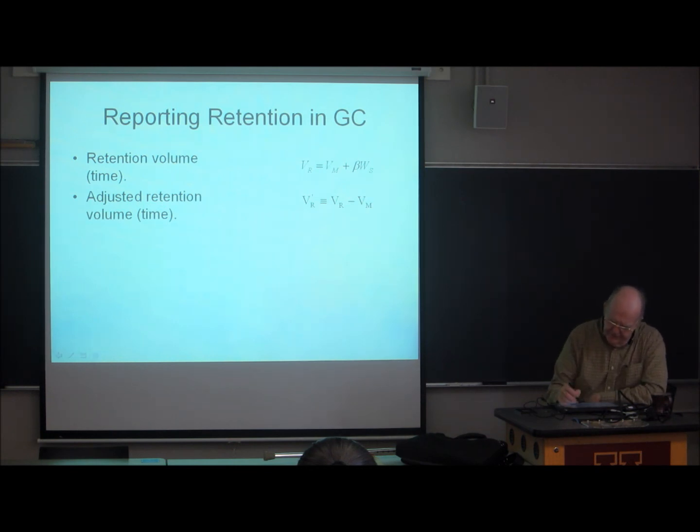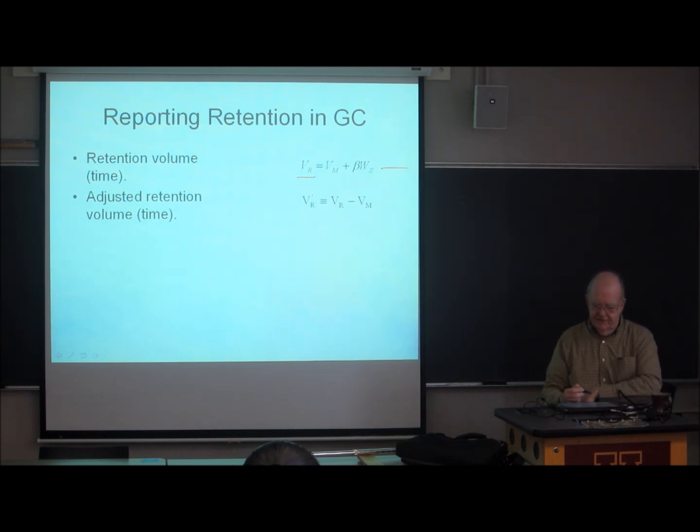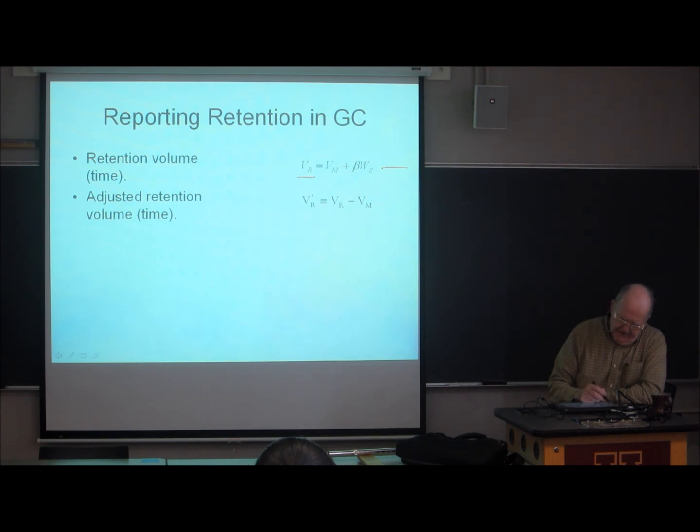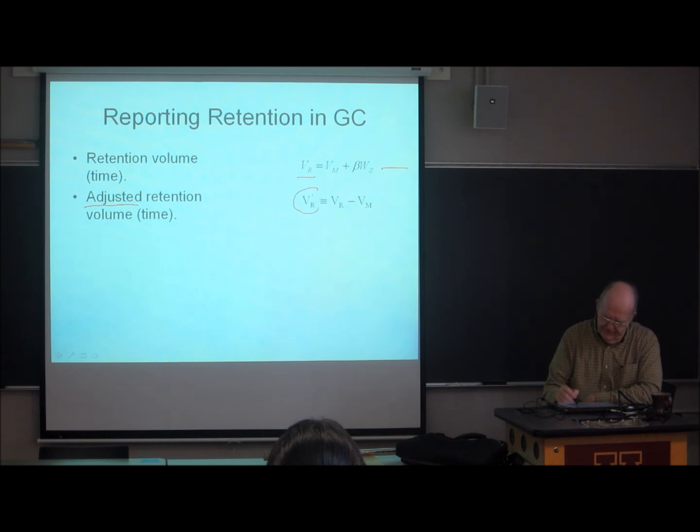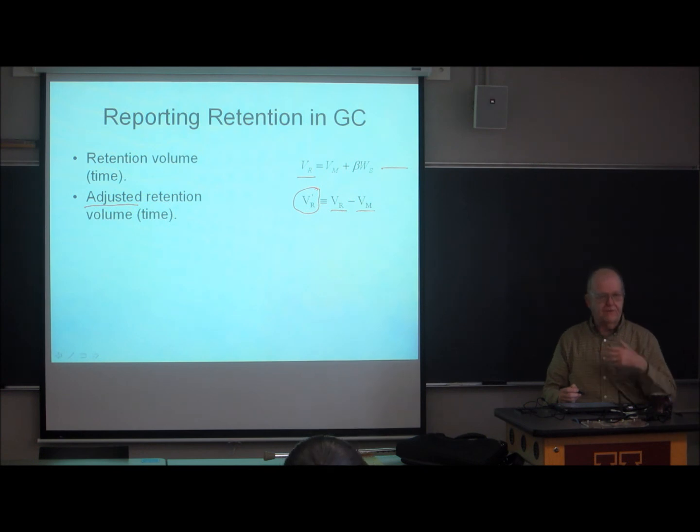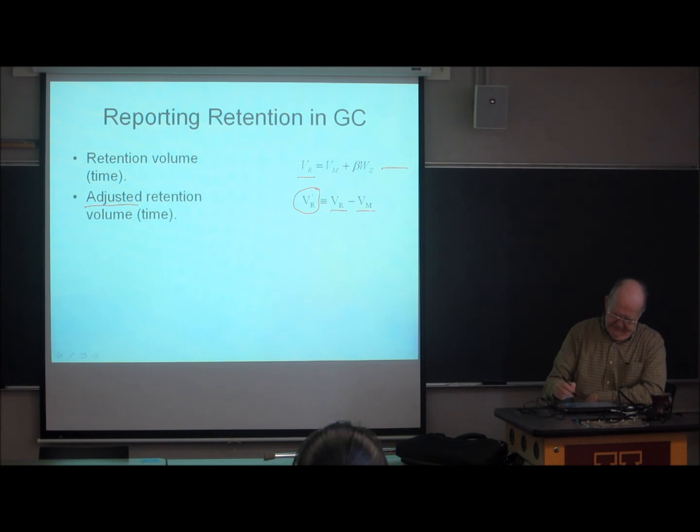Now frequently, instead of reporting the retention volume or the retention time, which we get by just dividing everything here by the flow rate, gives you the retention time, of course, is a thing called the adjusted retention volume. That is denoted VR prime, defined as the retention volume less the dead volume, or the retention time less the dead time.